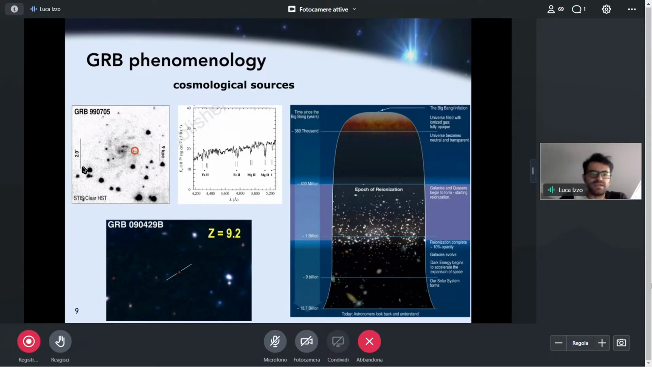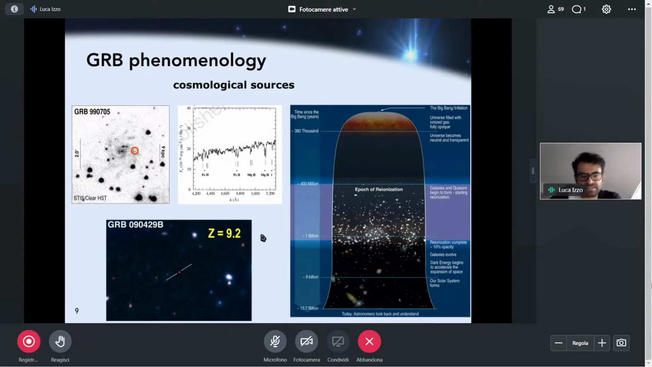The first result obtained when GRBs were observed in the optical was that they are cosmological sources. In the late 90s, when the first afterglow was detected by BeppoSAX, and the first optical afterglow was detected immediately after the detection of the X-ray emission, it was discovered that GRBs are at cosmological distances, in particular thanks to the observation in their optical spectrum of absorption lines originating in the immediate surrounding of the GRB itself. In the case of GRB 990705, at redshift, if I remember correctly, 1.2.